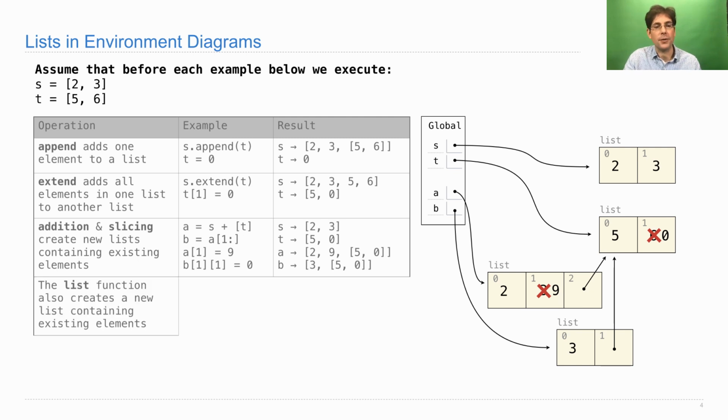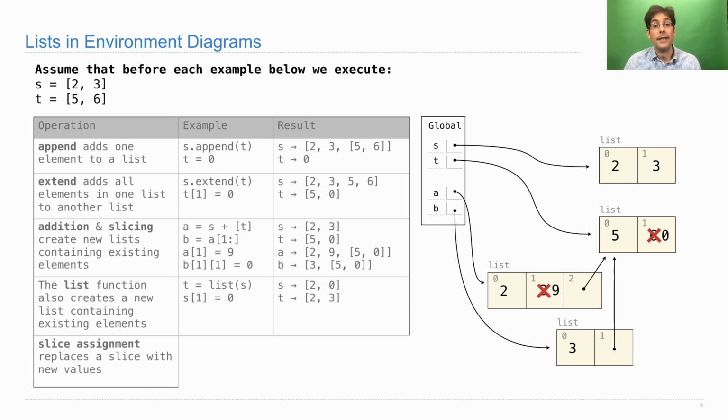The list function also creates a new list containing existing elements. So if I say T equals list(S) and then set S[1] to 0, T is a separate list containing the contents 2, 3 that were in S when this expression was evaluated. Later, the list S was changed, but T was not changed. And finally, slice assignment, perhaps the trickiest one of all, replaces a slice with new values.